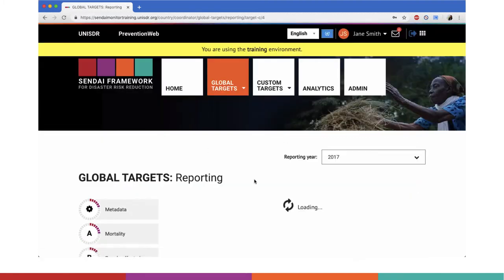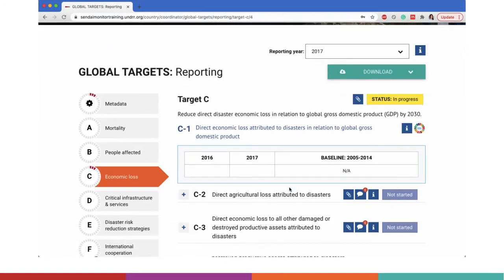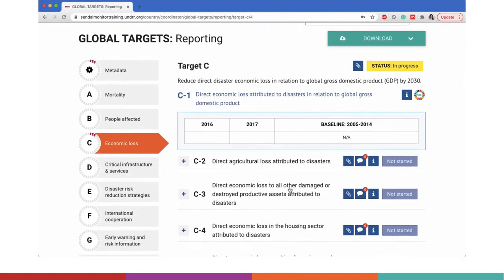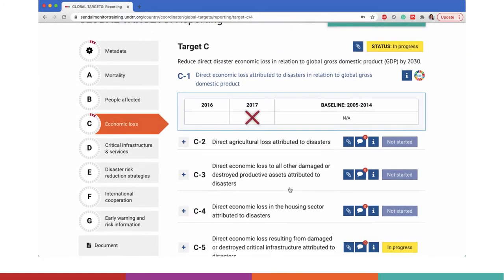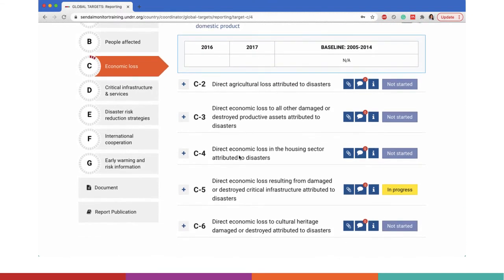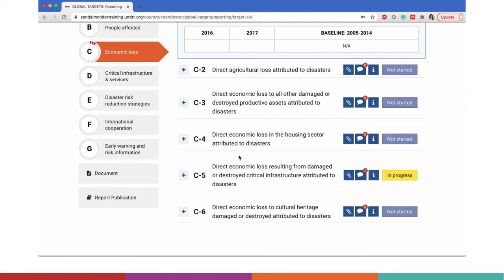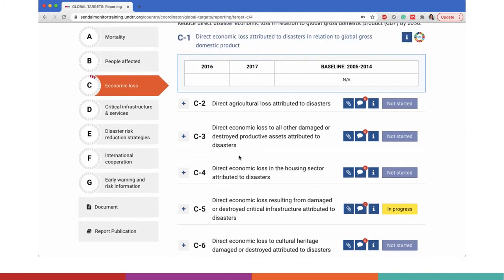Indicator C1 is a compound of indicators C2 to C6, which means that data does not need to be entered for C1. If you enter data into C2, C3, C4, C5, and C6, the system will automatically calculate the value of indicator C1. If you would like to see how the system calculates this figure, you can find the formula in the technical guidance note for Target C.